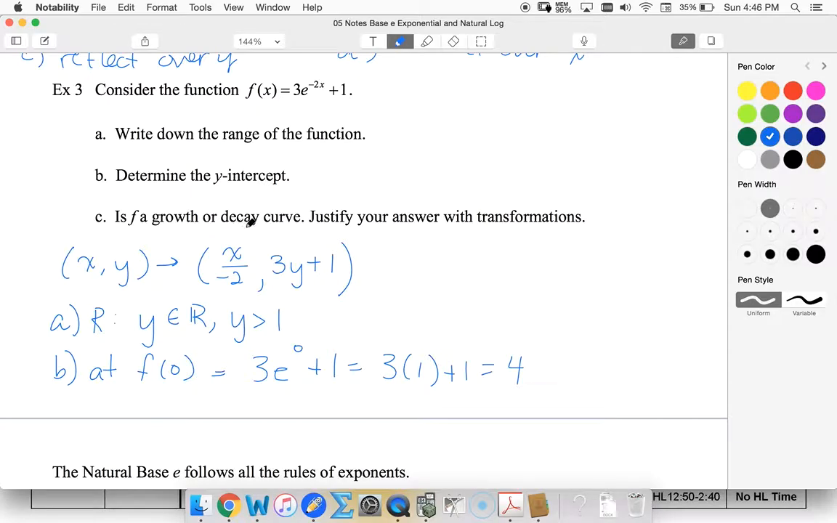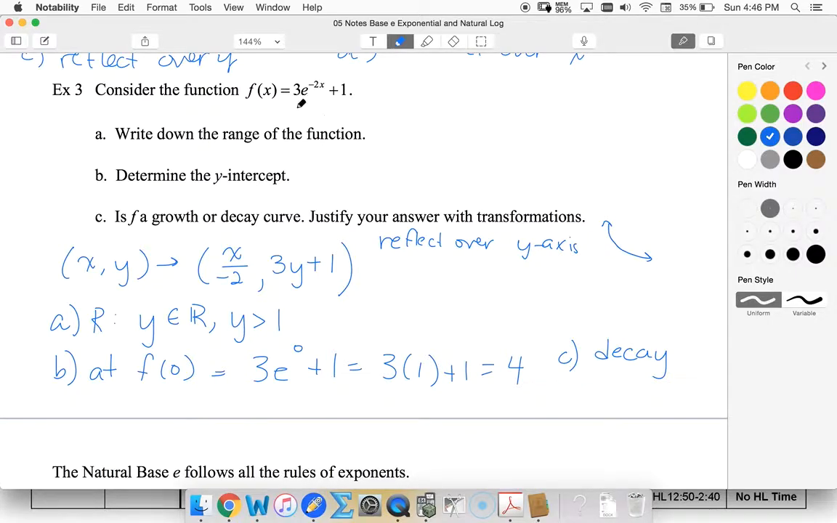Is it growth or decay? Well, we've said that it is reflecting over the y-axis. That means my shape is now like this. So this is decay. The other way that I could justify decay, so one way is with transformations, my reflection over y.